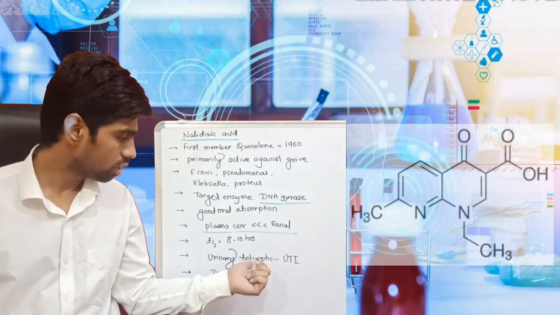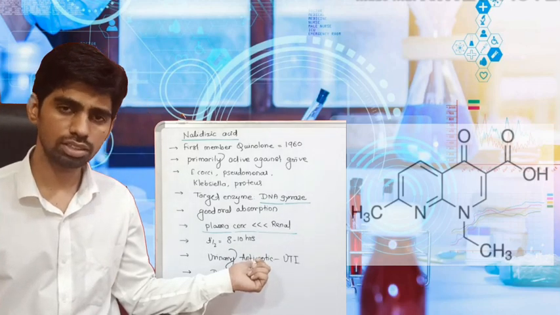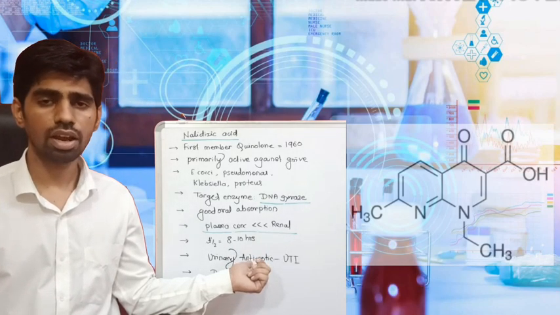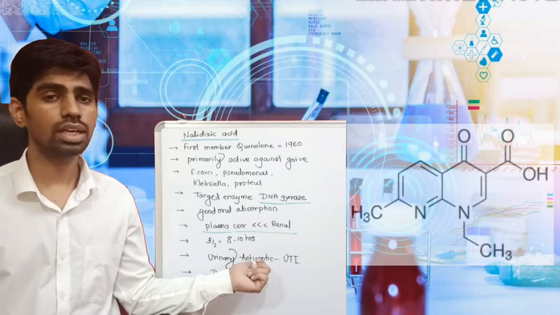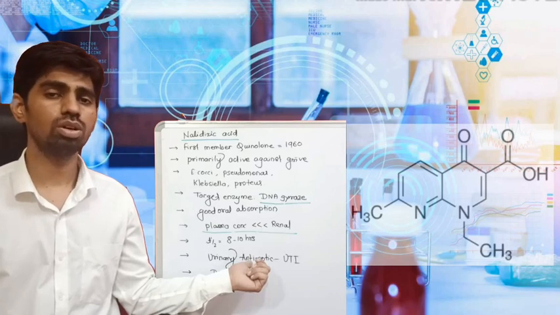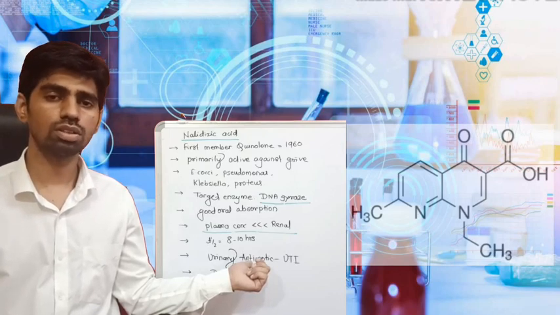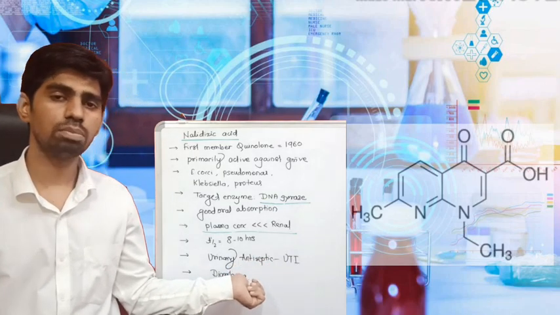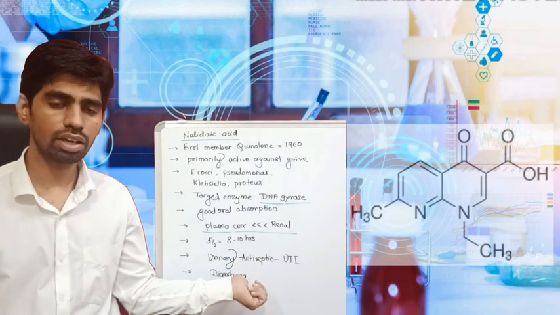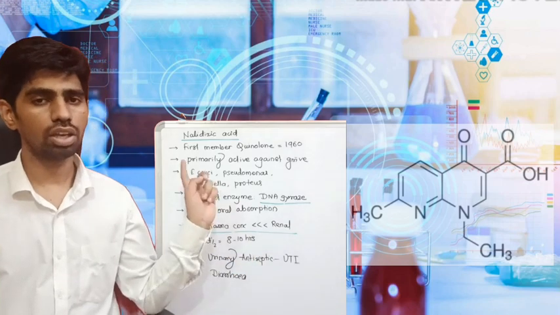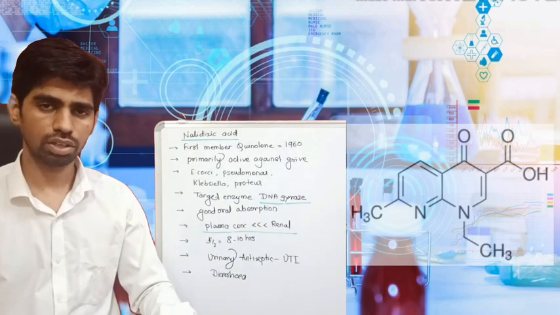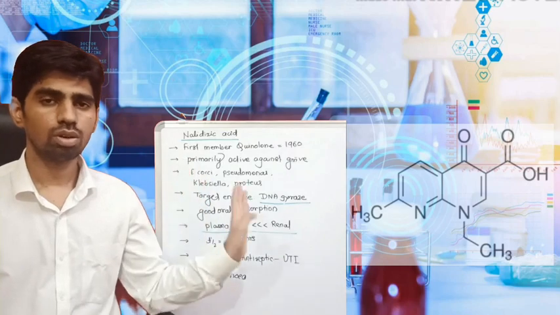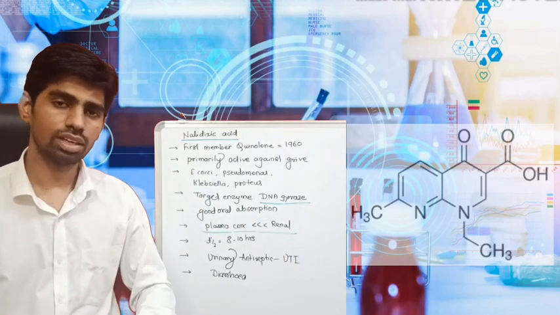The uses are, it is used as a urinary antiseptic, meaning for urinary tract infection, as a second line drug now, because many more suitable or better drugs are available. Apart from that, it is also applicable in case of diarrhea caused by any one of the susceptible bacteria. So that was about nalidixic acid.